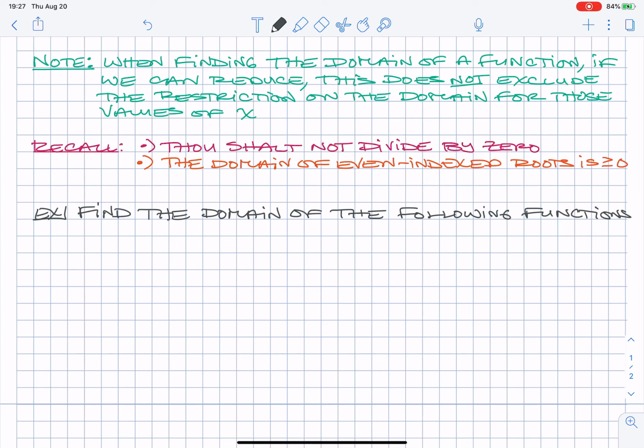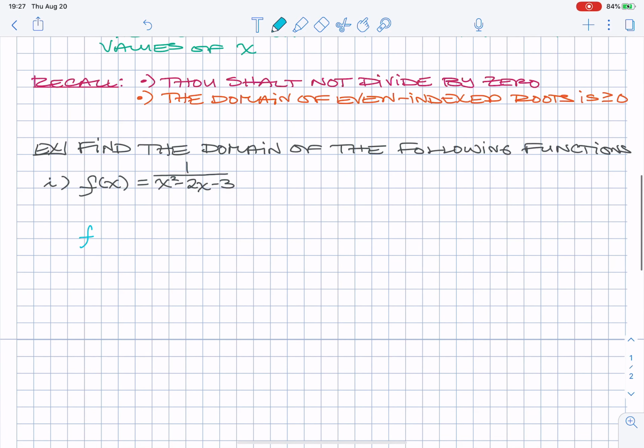Okay, so number 1, let's say we have that f of x is equal to 1 over x squared minus 2x minus 3, say. Okay, so let's look at this function. So we have that f of x is 1 over the quadratic x squared minus 2x minus 3.